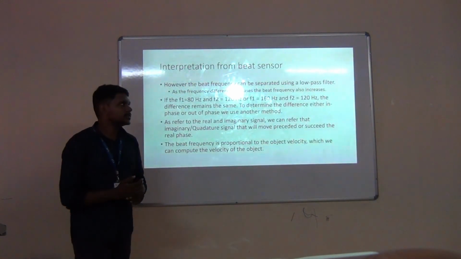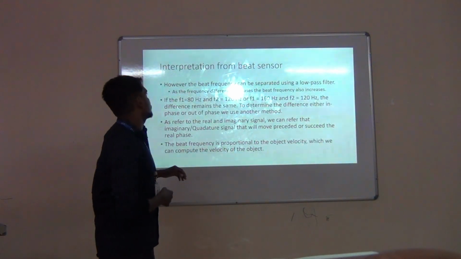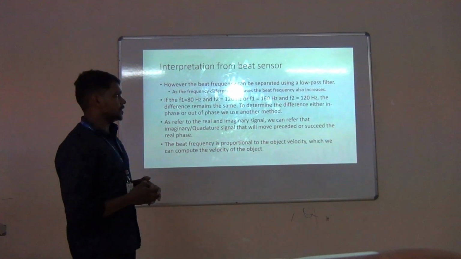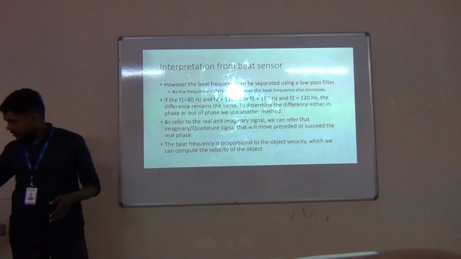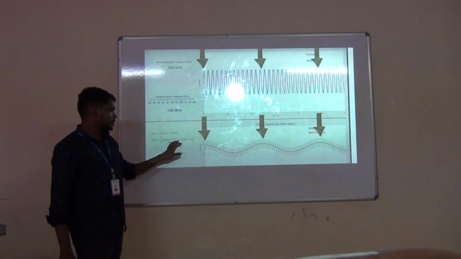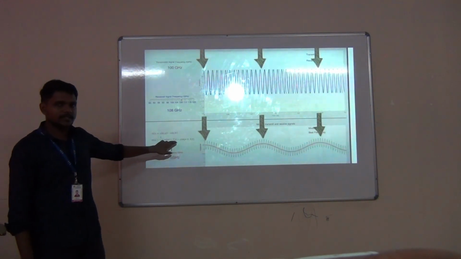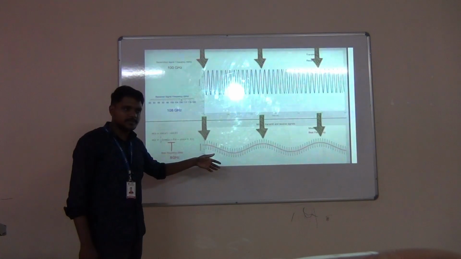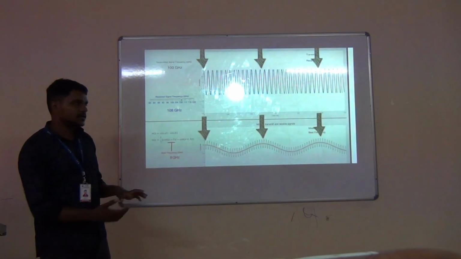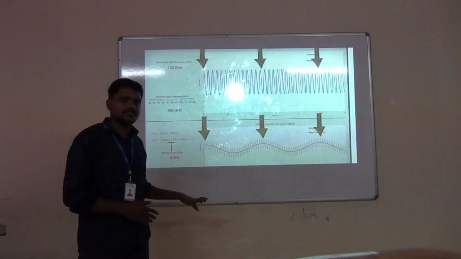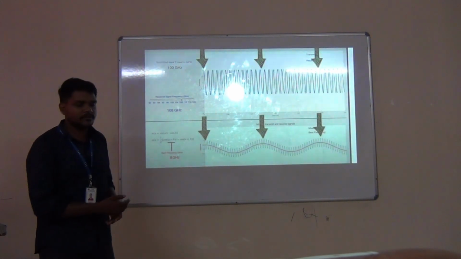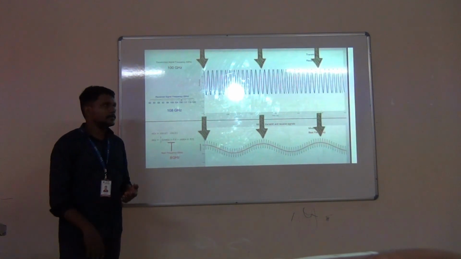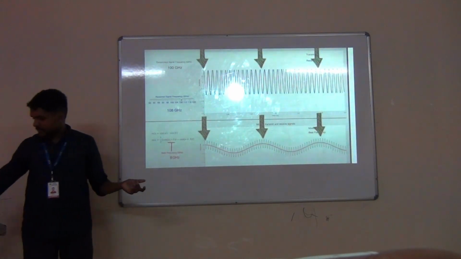However, the beat frequency can be separated using a low pass filter. Since we intend to calculate the difference, that is 8 gigahertz, we can use a low pass filter and remove the 100 gigahertz, that is the transmitted waveform frequency. We can remove it using a low pass RC filter, and we can calculate the beat frequency value.